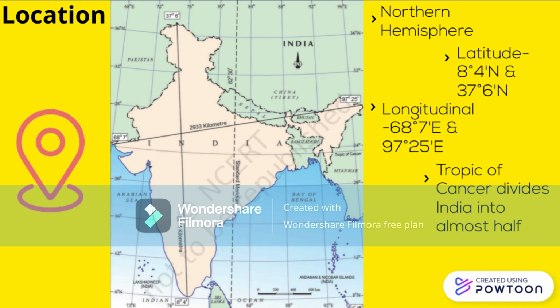The mainland of the country extends between latitude 8 degree 4 minutes north and 37 degree 6 minutes north, and longitude extends from 68 degree east to 97 degree east. The Tropic of Cancer divides India into almost two equal halves. To the southeast and southwest of the mainland lie the Andaman and Nicobar Islands and the Lakshadweep Islands in Bay of Bengal and Arabian Sea.